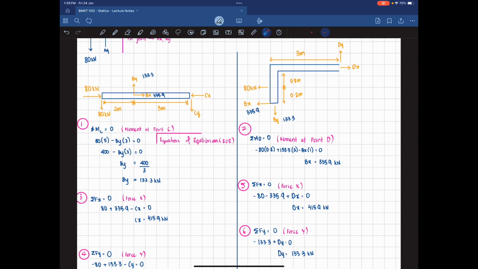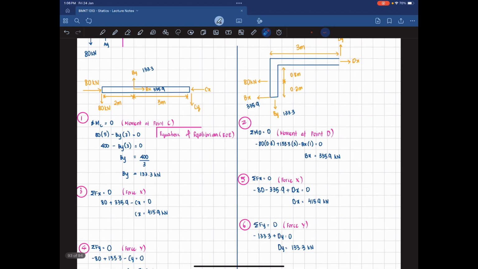To find Dx, you have to look at all the forces on the x-axis. There are two, 80 kilonewton and also Bx, which we already have the value for, and both of them are negative and Dx is positive. So just put it in an equation and get the answer, 415.9 kilonewton.